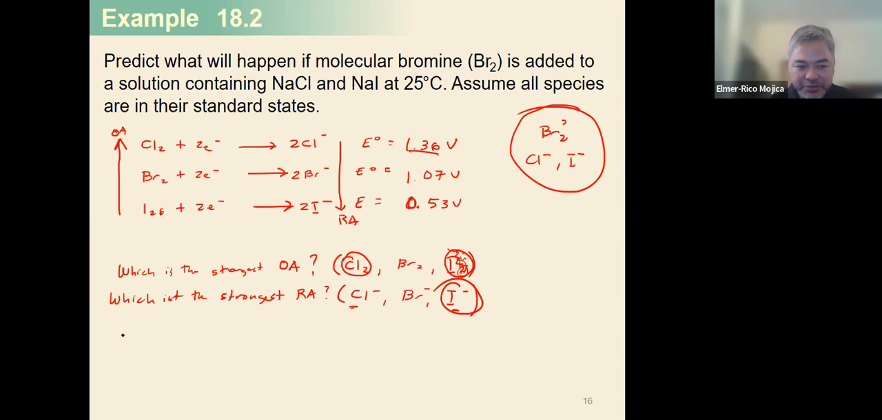Anyone? So if I'm going to put here the one that undergoes reduction and the one that undergoes oxidation, I would say the reduction is Br2 plus 2 electrons, producing 2Br minus. Now the question, which one is oxidized? The chloride or the iodide? What is the basis that we will use to determine which one is oxidized and which one is reduced?